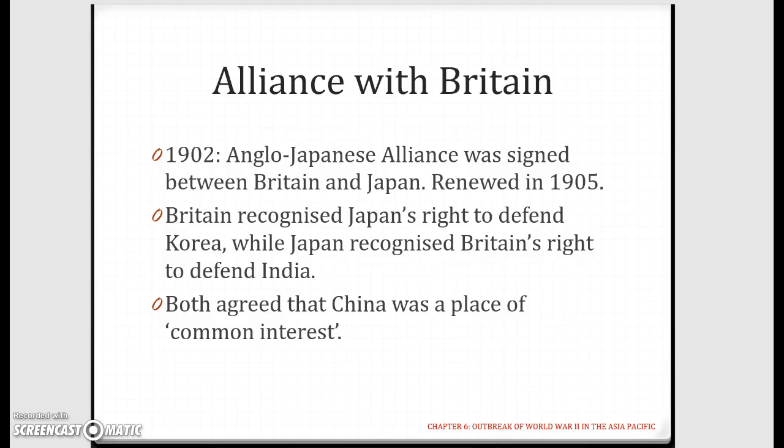Now, what this means is that China was never colonized because of their sheer size. There's no one country that was able to colonize them. I know you can argue that India is also very big, how come Britain could take them? Well, that's another story for another time. You can go and check it out on your own. But China was so big that it was a place of common interest, not just for Japan and Britain, but for most European countries as well.